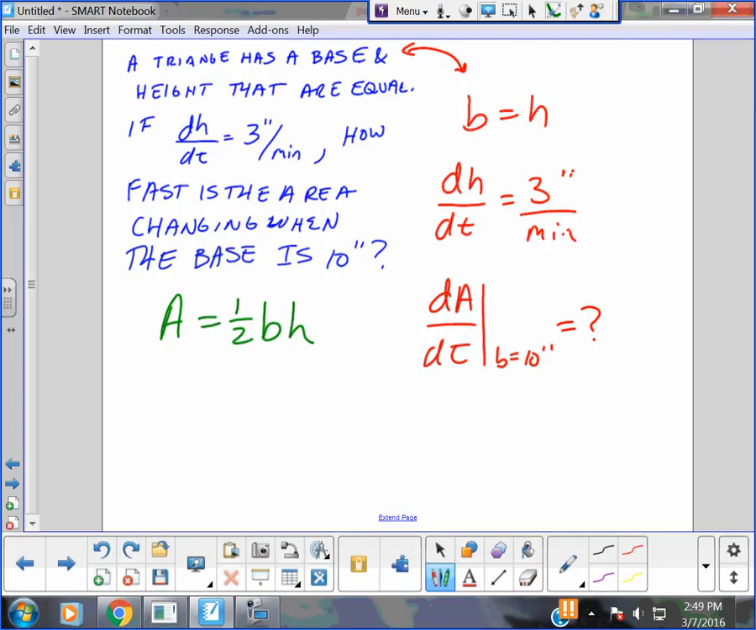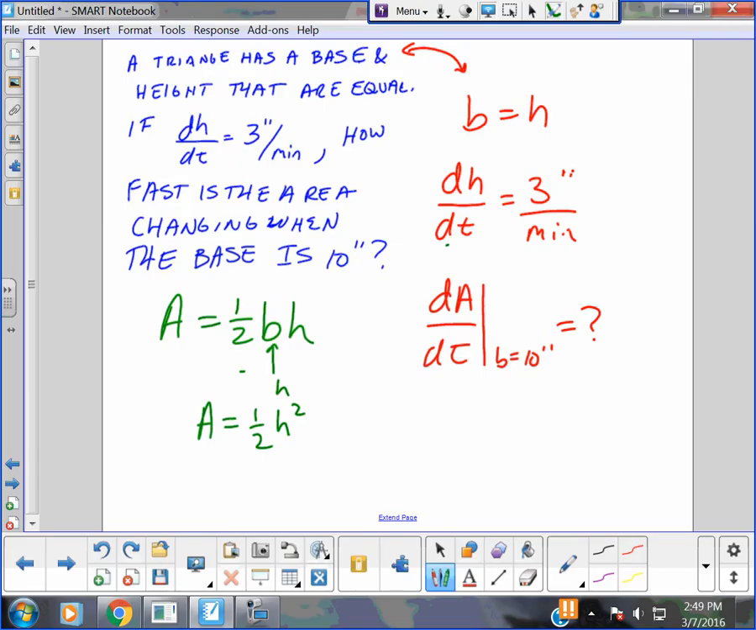So the first thing I do is I say, hey, I know dH/dt, I know b equals h. If I take the derivative of this right now, I'd have to do the product rule, so I don't want to do that. Personally, I would substitute in the height for the base. That becomes 1/2 h times h, which is 1/2 h squared.